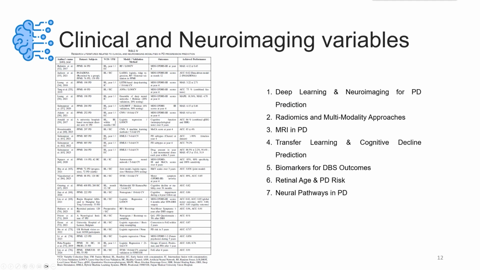Multi-modality approaches, such as integrating radiomics, EEG, and clinical data, improve prediction accuracy for motor progression, cognitive decline, and disease subtypes. MRI techniques like SMRI, fMRI, and DTI offer valuable information on brain structure, function, and disease progression.